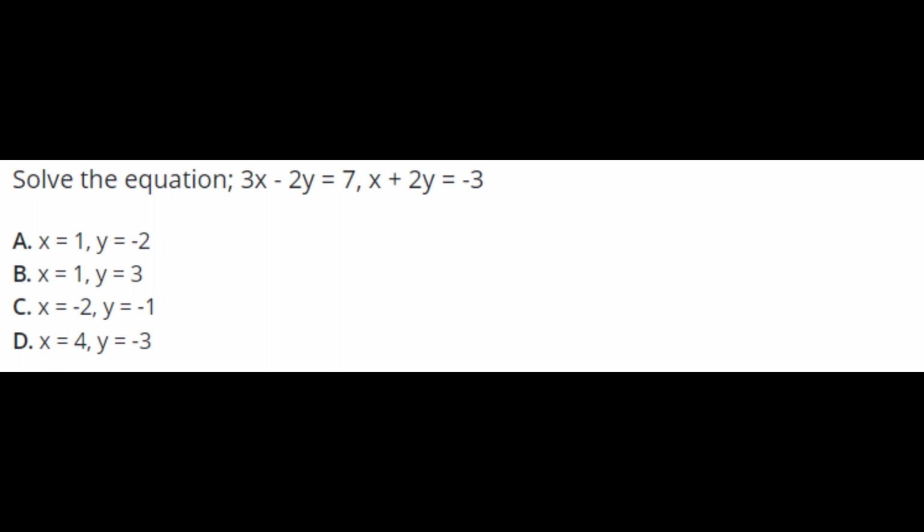So here we have two equations. The first one is 3x minus 2y equals 7. The second one is x plus 2y equals minus 3. Our objective here is to find the value of x and the value of y, and these should be consistent in both equations. Alright, so let's jump into it.